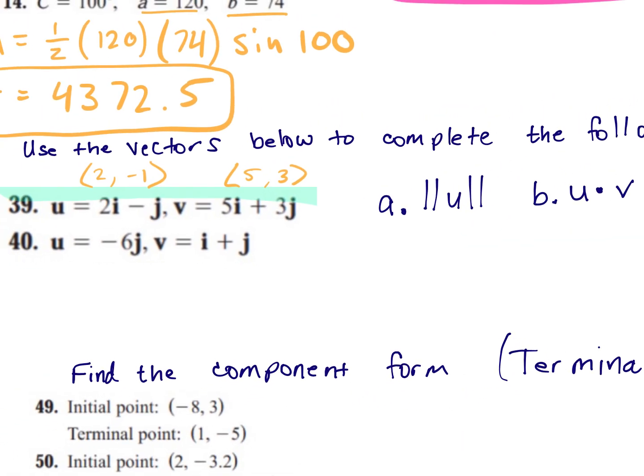To find the magnitude of u, the magnitude is the square root of the first number squared plus the second number squared. I'm just looking at vector u here, which is my first one. So we have 2 squared plus -1 squared, and the square root of that. So we have the square root of 4 plus 1, which would be the square root of 5.